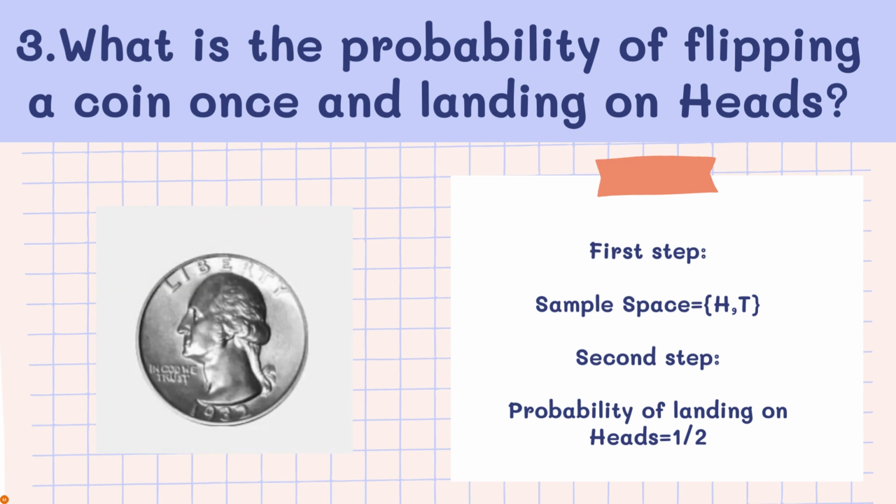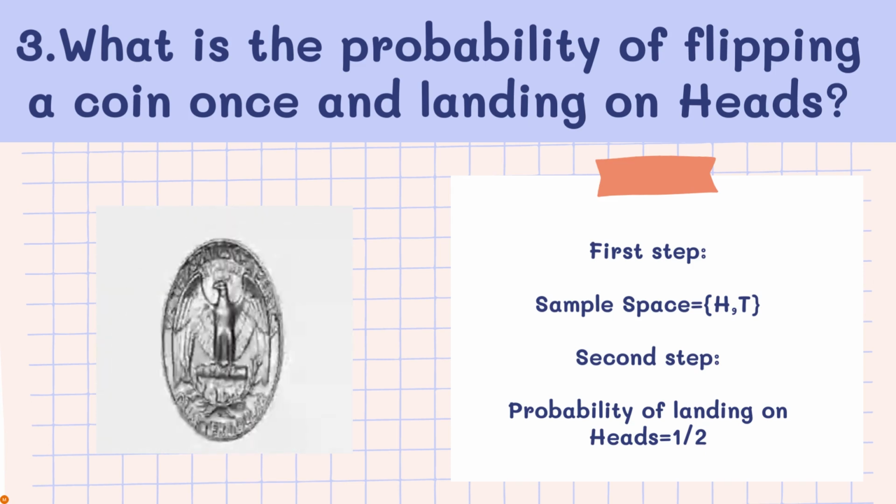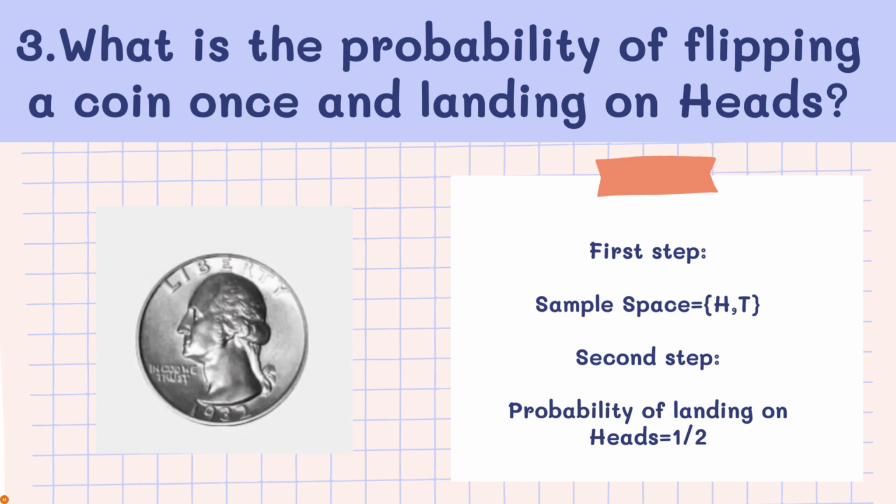The first number of the fraction would be how many times the coin can land on heads, so it's going to be 1. The second number is going to be the whole total outcome of the coin, which is 2. So the final answer is 1 over 2.